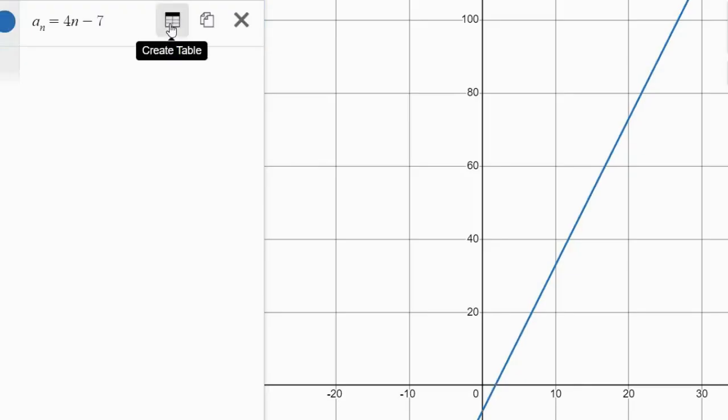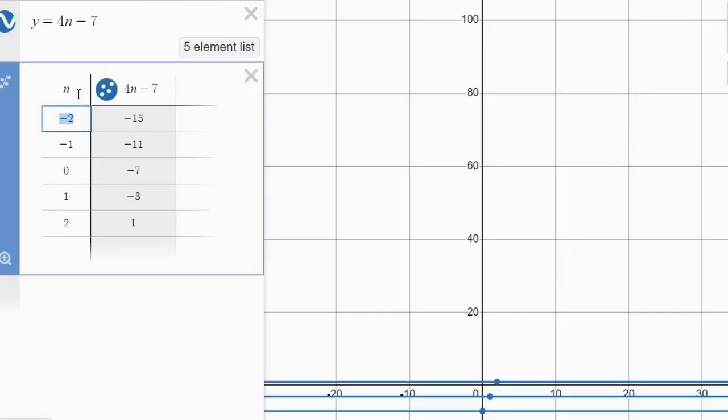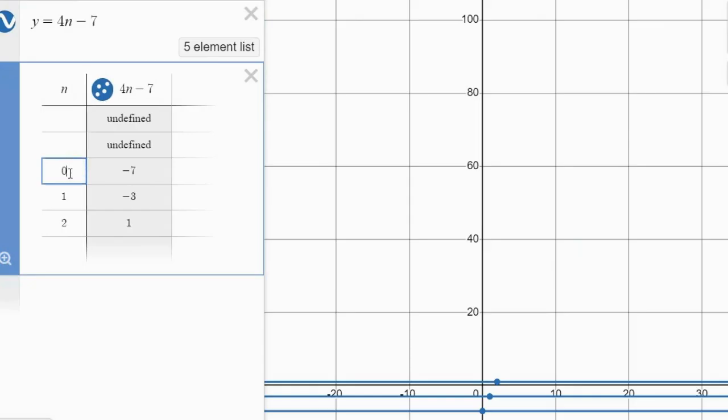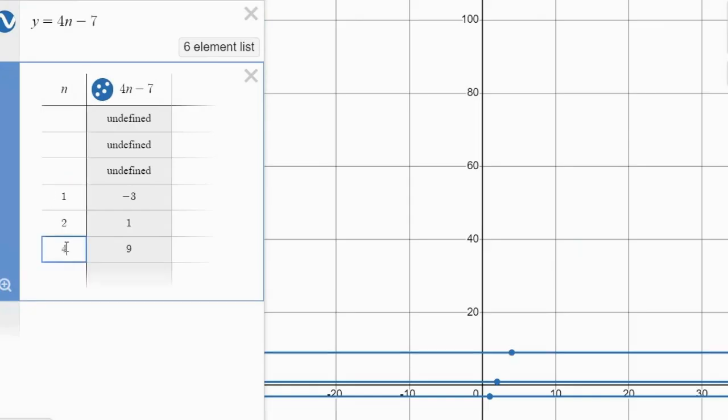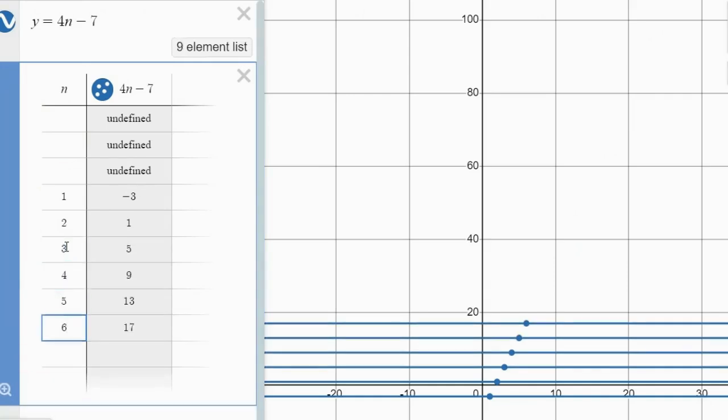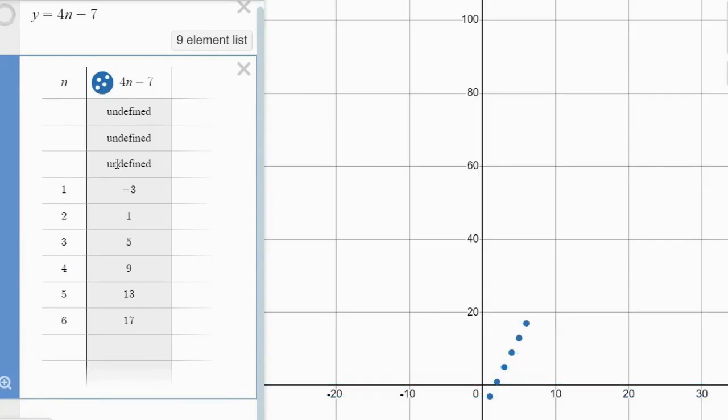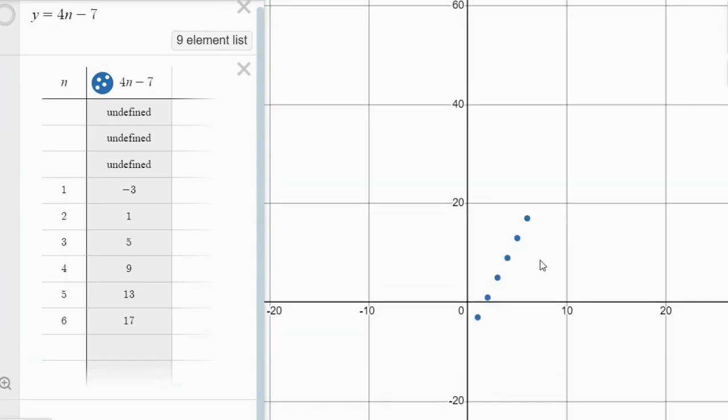Again, table, error creating table. Oh, because I guess it does have to have y to be able to do that. There we go. Now let's do a table. Delete the negative terms, delete the 0 term, and then keep the first 6 terms. Oh, wait, that should be 3, 4, 5, 6. There's the first 6 terms. Turn off the formula up top. Leave just the table. And there's what it looks like.